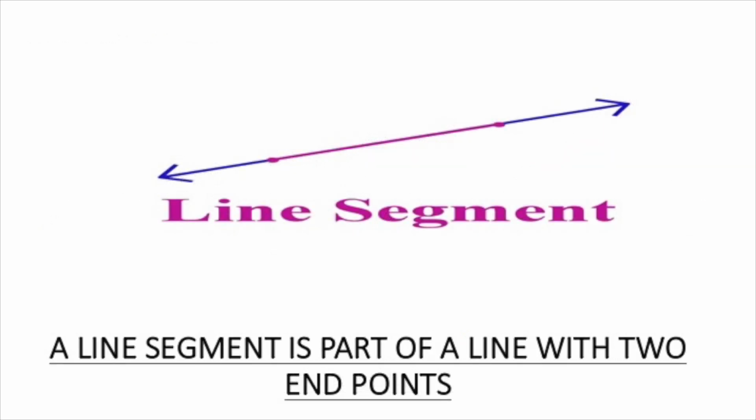A line segment is part of a line with two end points. Yes, you can see the entire line is here. But look at the 2 points. Notice the way this part of the line is a different color. The part of the line between 2 points is the line segment. Segment means part, and from here to here is the line segment.